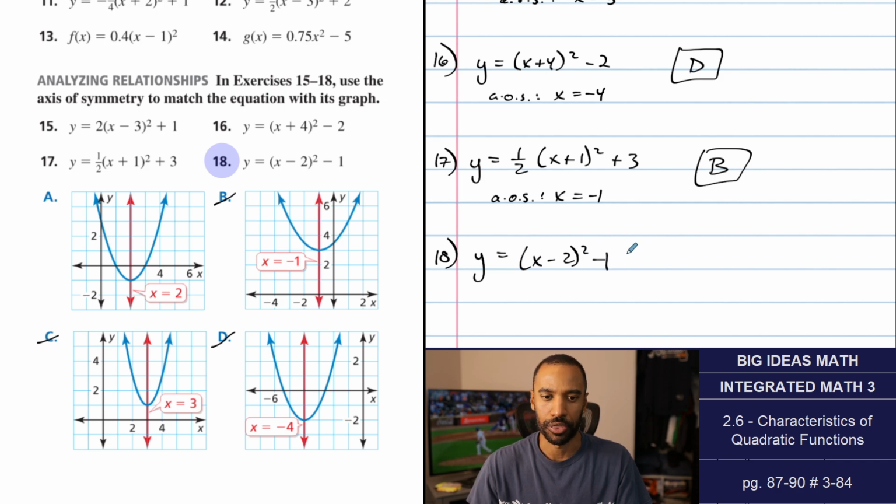Now, you can look at other things. I did mention the vertex. I also mentioned you can look at the, I didn't mention, you can also look at the stretch factor.